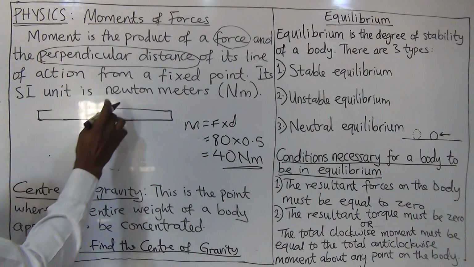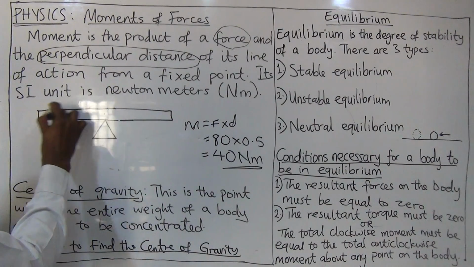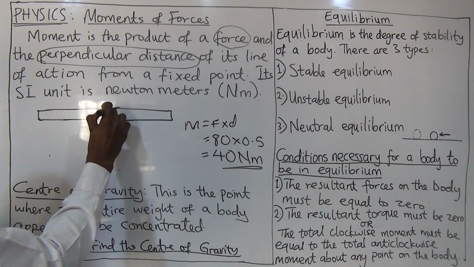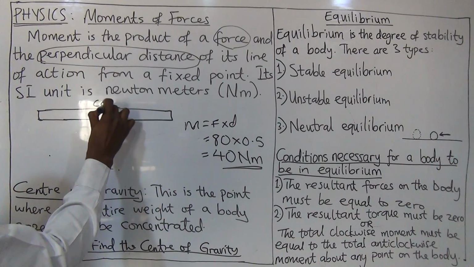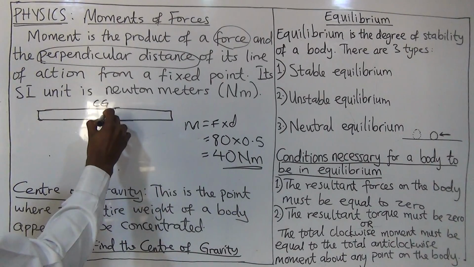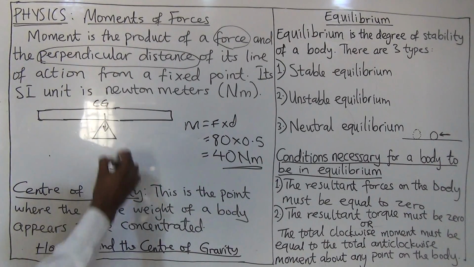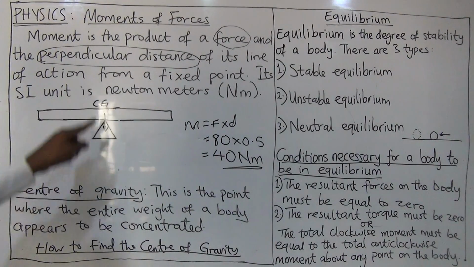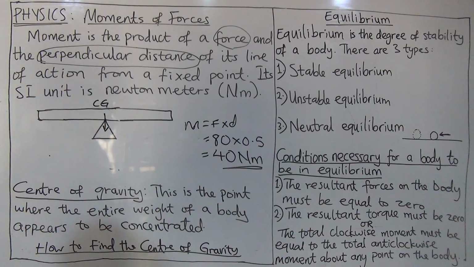So the pivot is at the center. The pivot is here, and this is the center of gravity of the object. Hence, the weight is acting downwards, and it acts at the pivot. That means there's no resultant moment.